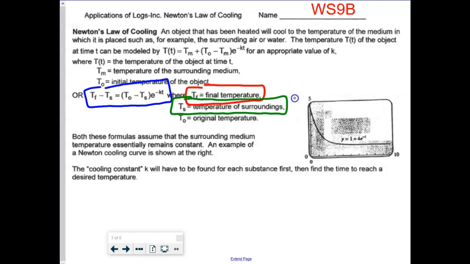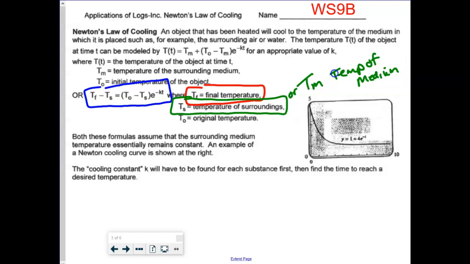Temperature of your surroundings is notated as T sub S, but sometimes in your worksheets that we're about to do, they call it T sub M, which means the temperature of the medium. So they use the word medium when it's a more technical experience, like at Dad's work, where they might do a submersion in a water bath or a chemical bath. Okay, so the medium would be the water in that case.